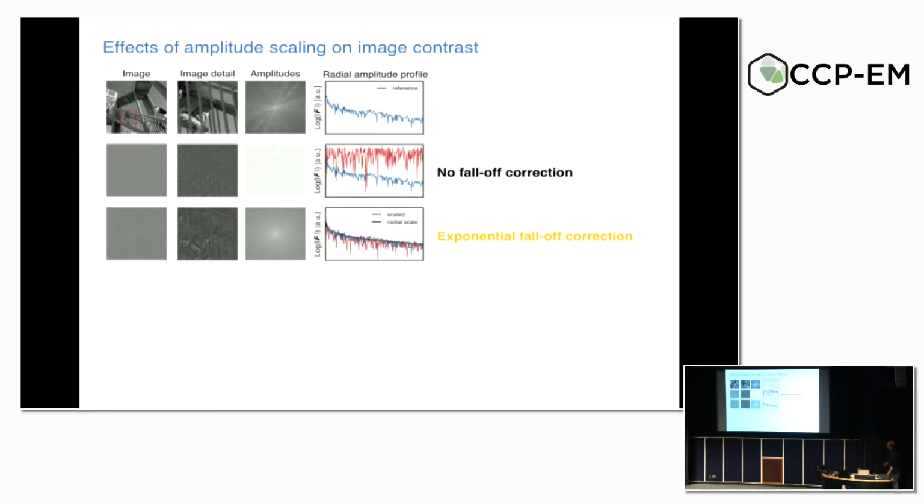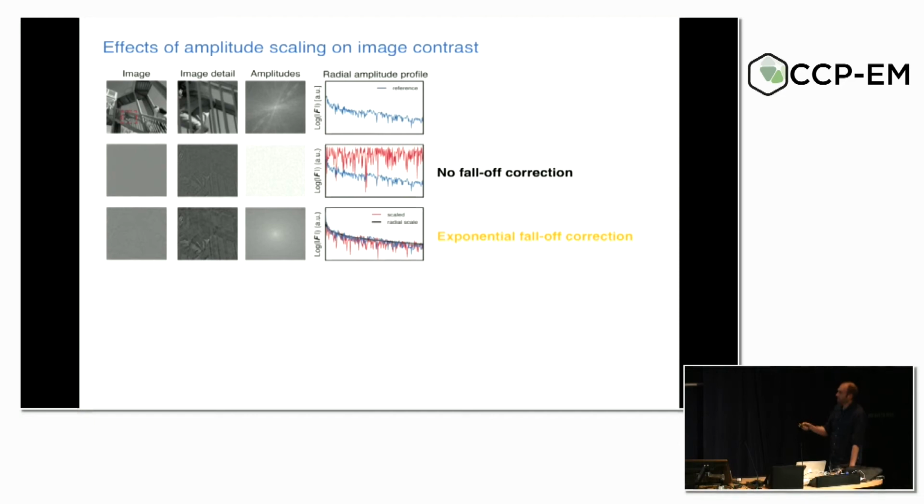We can do this with an exponential fall-off correction, so we can basically take the image, we can estimate an approximate fall-off, and apply that fall-off to our random amplitudes, and then you see that you're starting to restore contrast in that image. And you see here the two curves are always superimposed on each other. So this is the radial amplitude profile of the original image.